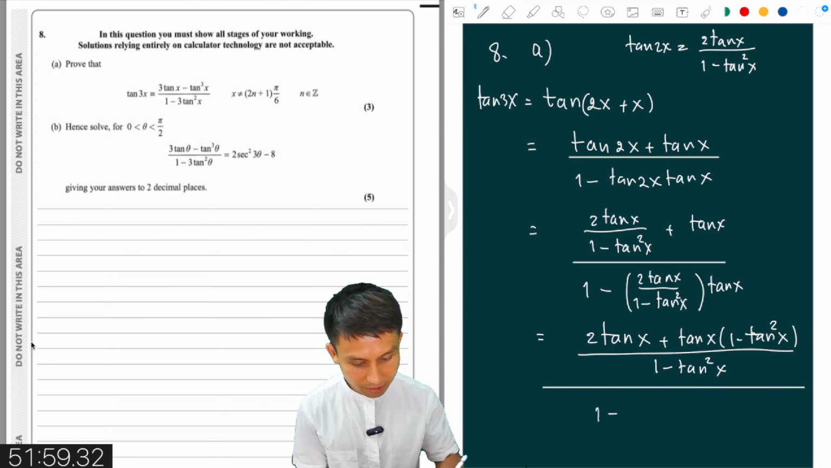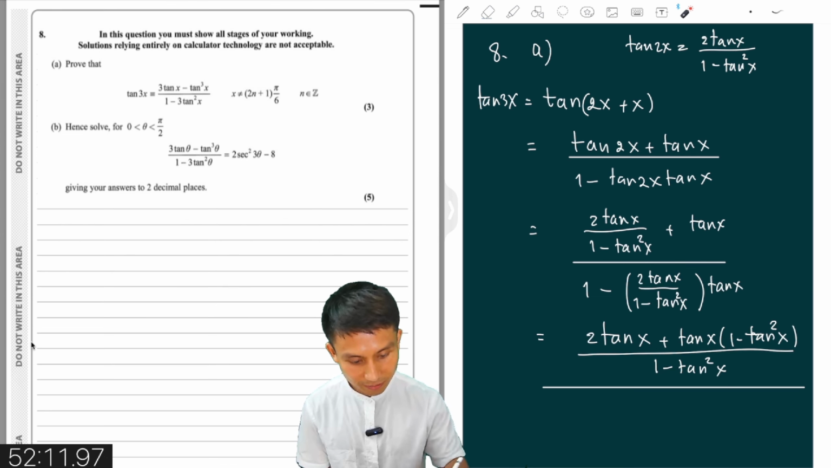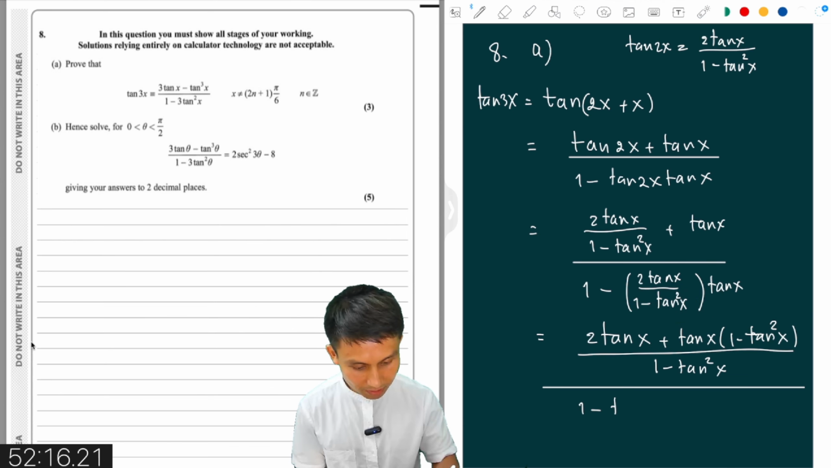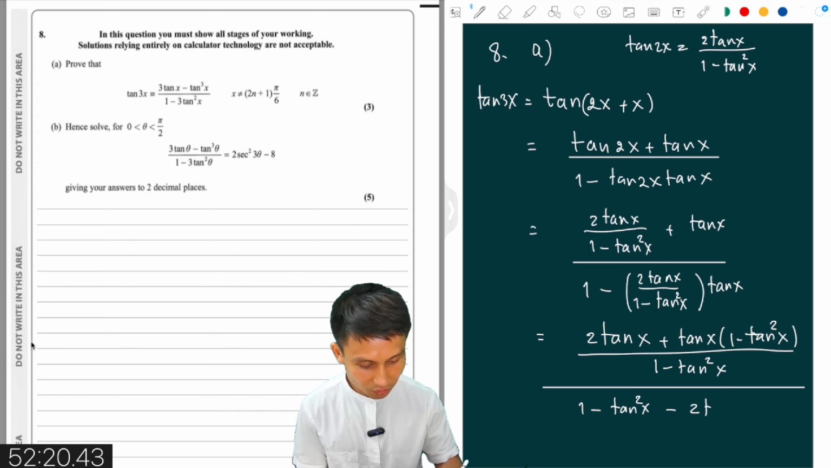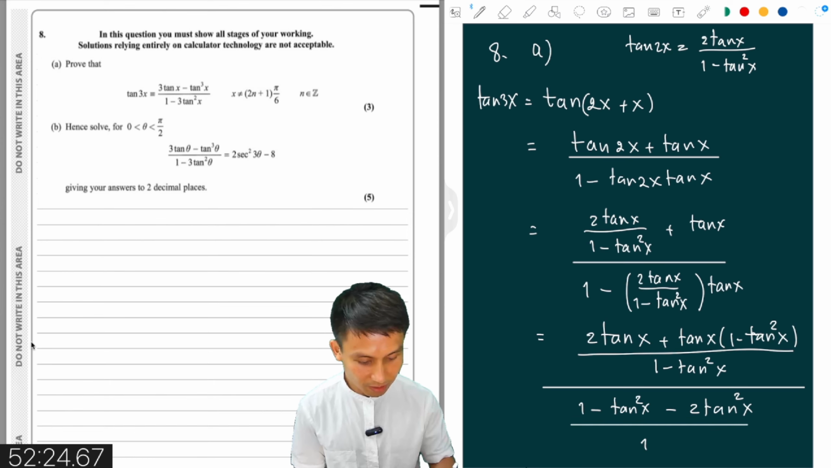But this is a bigger fraction down here. And then 1 minus 2 tan. Wait, if you multiply that, that's going to be 2 tan x squared. And then if I also do the denominator, multiply this into that, I get 1 minus tan squared x, and then minus 2 tan squared x, multiplying everything in, and the same fraction here. Yeah?